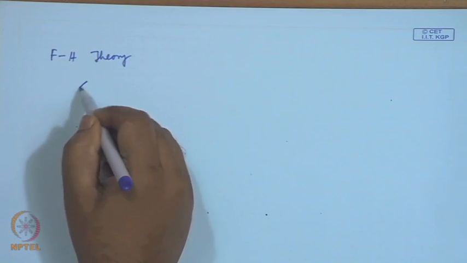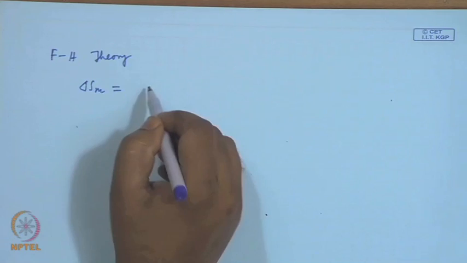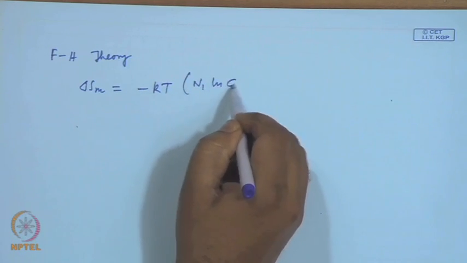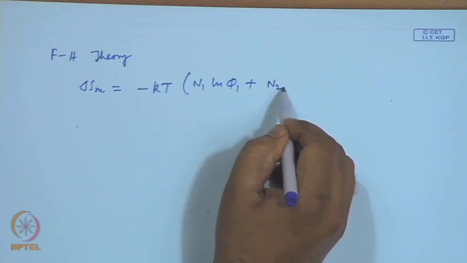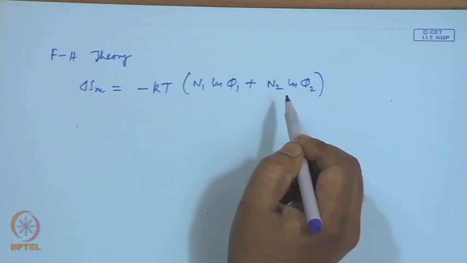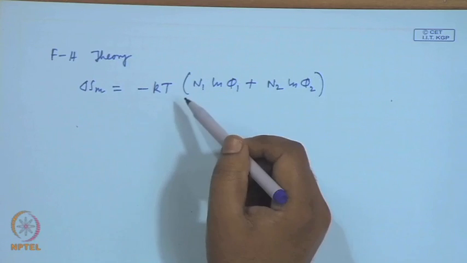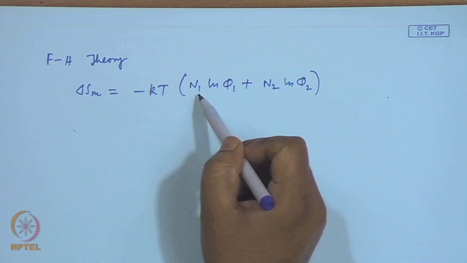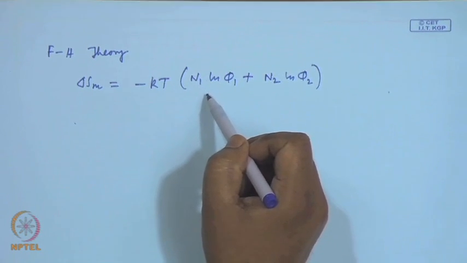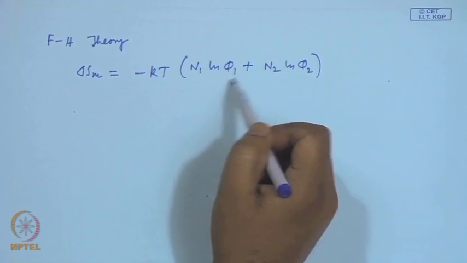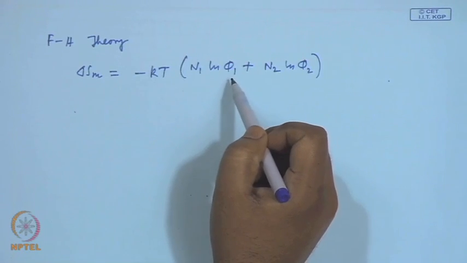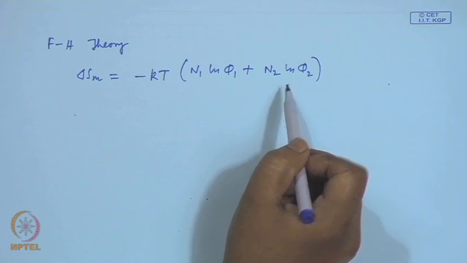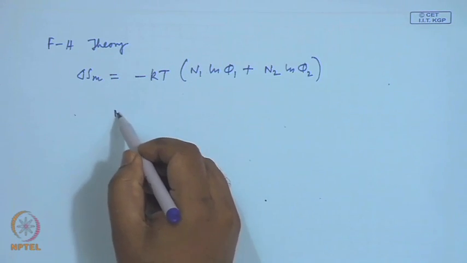Or polymer solubility, where we have seen that entropy of mixing is given by kT [N1 ln phi1 + N2 ln phi2]. Remember, we did this expression, and this is for a polymer solution, where N1 is the number of molecules of component 1, N2 is for component 2, and phi 1 and phi 2 are the volume fractions of the first and second component.